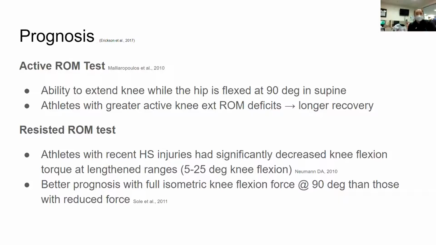Resisted range of motion test is basically just resisting the hamstring, MMT essentially. Athletes with recent hamstring injuries had significantly decreased knee flexion torque, so they weren't able to generate as much force at lengthened ranges, so when the knee was almost fully straight. And athletes had a better prognosis with full isometric knee flexion force at 90 degrees than those with reduced force.